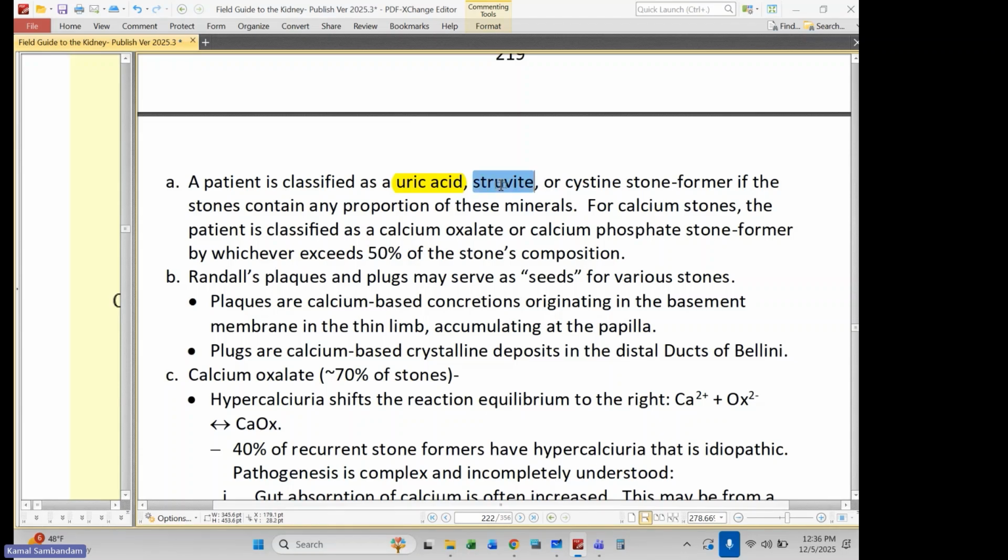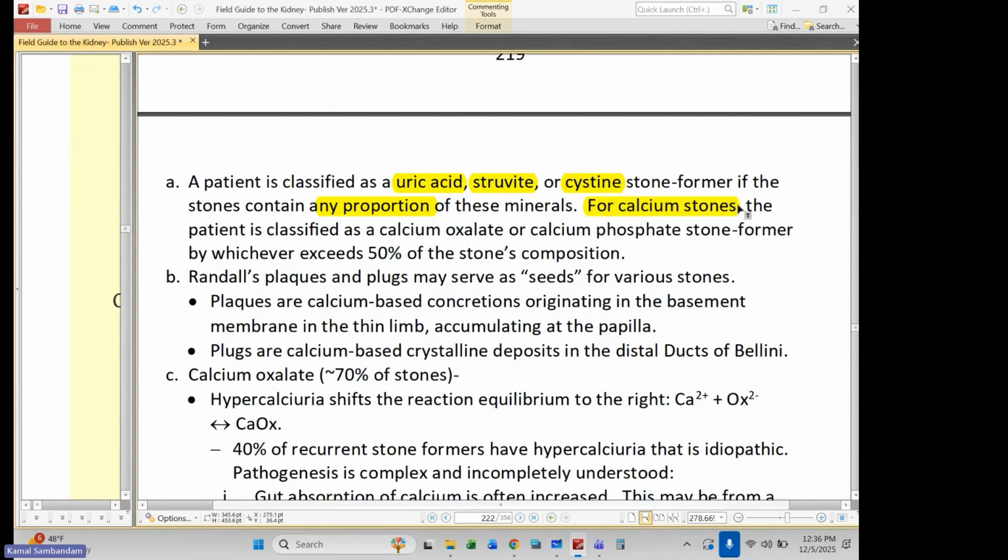Okay, struvite, if you have much struvite in there, you're going to be managing this primarily as a struvite stone. Those are generally associated with urinary tract infections. Cystine stone formers, you're going to be targeting this aspect of the pathogenesis by and large. So once you have really any significant proportion of your kidney stone consisting of uric acid, struvite, or cystine, you're going to tunnel vision around those components of the stone as you're trying to address clinical events or reduce their clinical events.